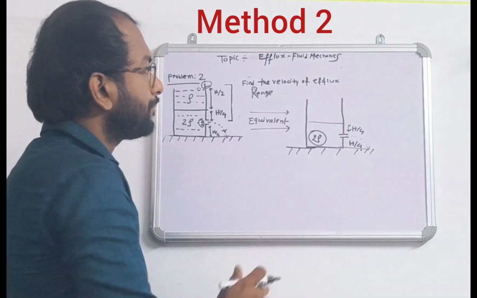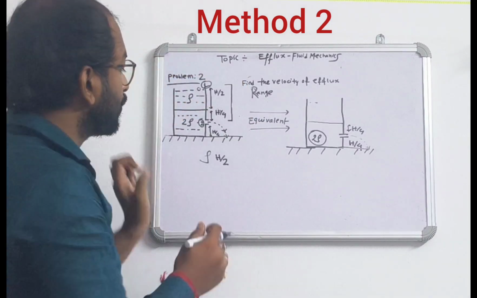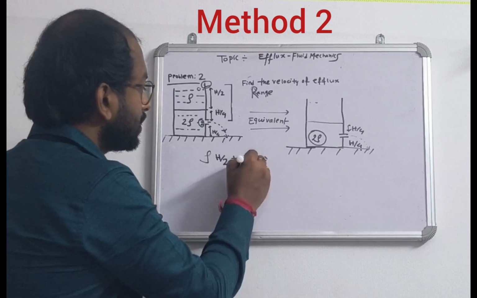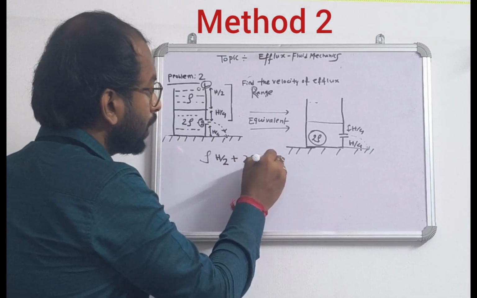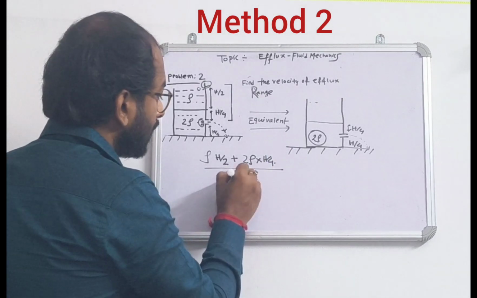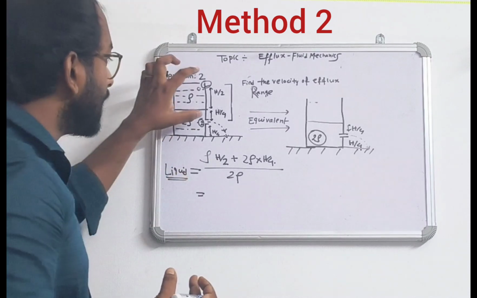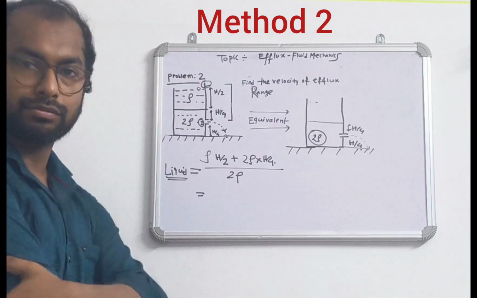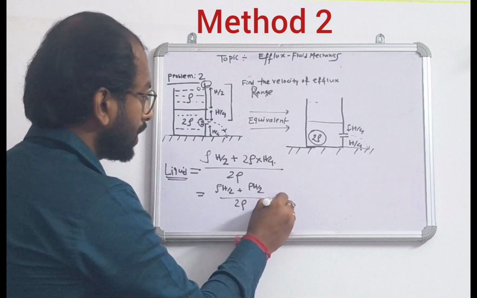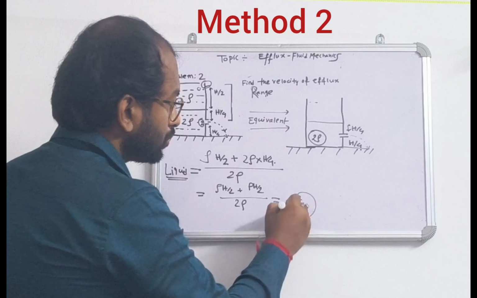Now, how to convert that? So here, what is the total height? h by 2. So we can write rho into h by 2 plus 2 rho into h by 4, then we can divide it by 2 rho. That is going to be our liquid column having height above the hole. So rho h by 2 plus rho h by 2, divided by 2 rho, that is equal to a total of h by 2 above the hole.